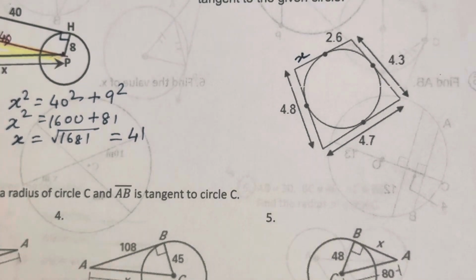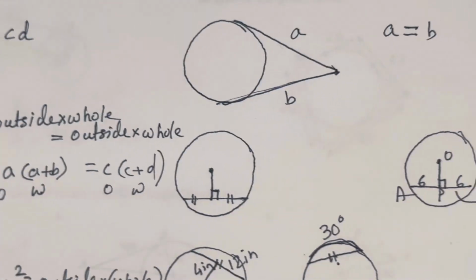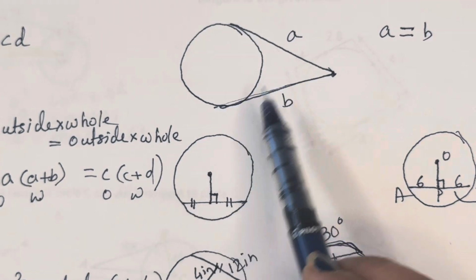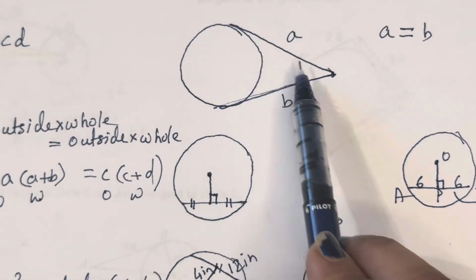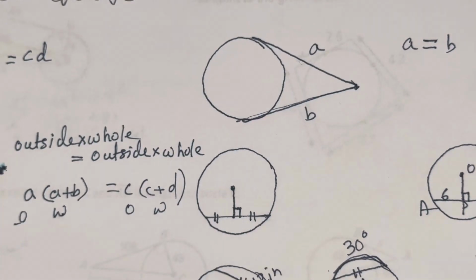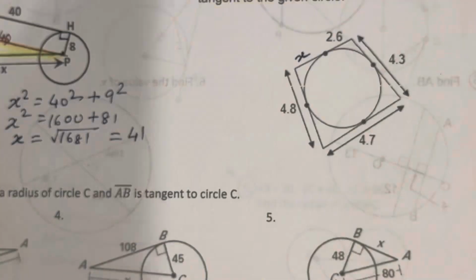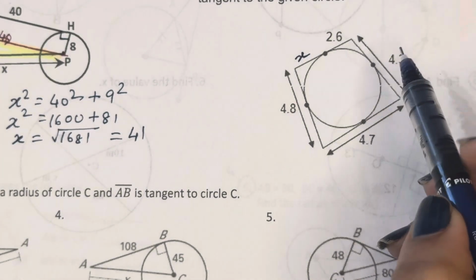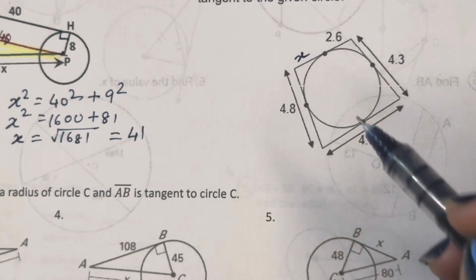of the quadrilateral. Now, if you remember this concept of tangent, tangents drawn from an exterior point to a circle are always equal. The length of this tangent and this tangent is always equal. If you want extra practice on that, you can go to my previous video and check it out.